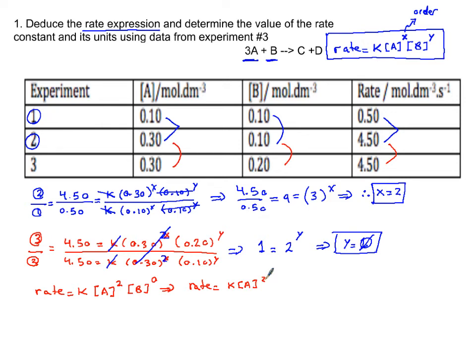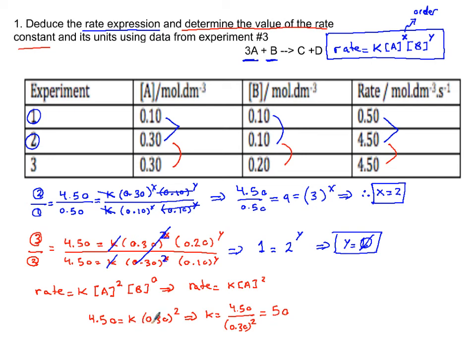I'm almost there, except this time they say determine the value of the rate constant and its unit, using experiment number 3. So I'm going to apply the information. The rate of experiment number 3 is 4.50 equals k times the concentration of A, 0.30, raised to power 2. So k equals 4.50 divided by 0.30 squared. This happens to be 50.